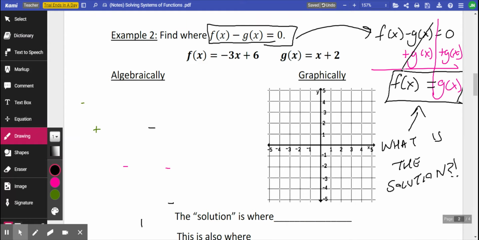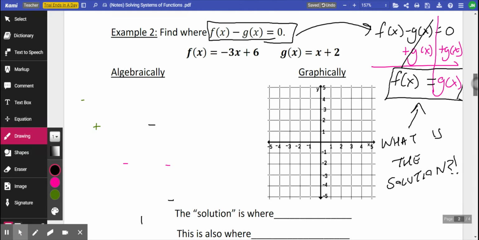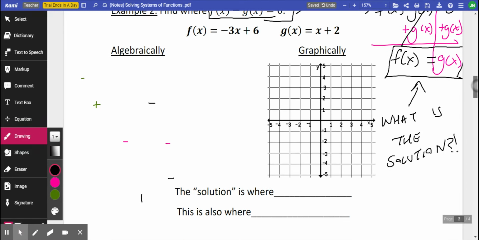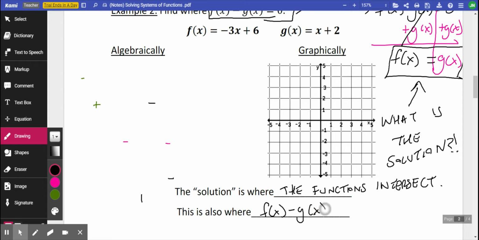Sometimes they won't tell you, but a lot of the times they might give it to you like this, so you want to be ready for that scenario. So the solution is where the functions cross, or the functions intersect. It is also where the functions cancel out or equal 0.